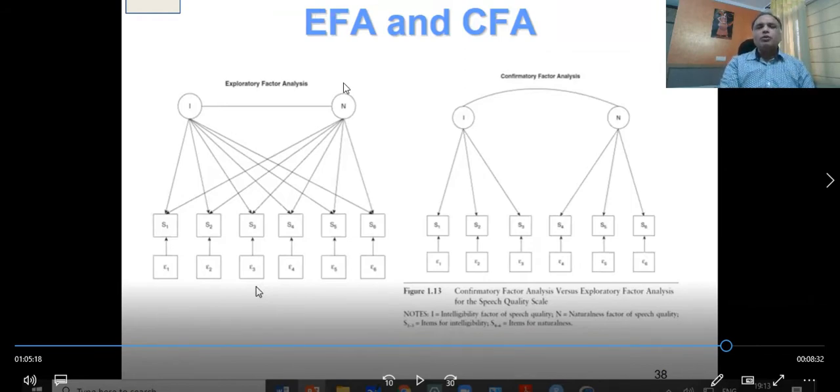Why should you go for it? Here you can see in CFA, items 1, 2, 3, these three items are reflecting the first factor, and these last three items are reflecting the other. So it's clear that these indicators are reflecting on this. But on the left side, when you talk about exploratory, you never know which indicator is representing which particular domain, dimension, construct or variable. You are not clear about it.